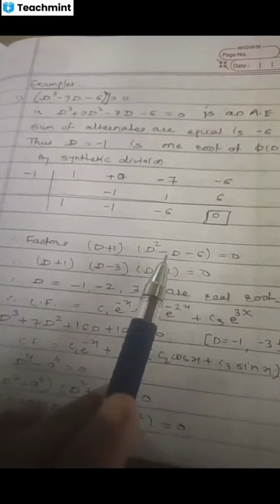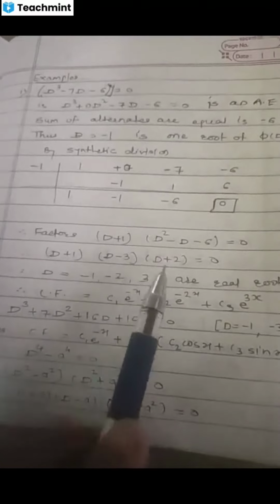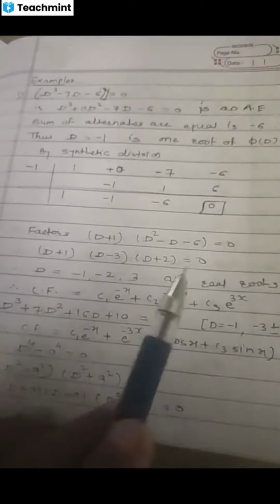Using this formula, you find out the roots for this equation, d square minus d minus 6 is equal to 0. And the factors are d minus 3, d plus 2, because minus 3 plus 2 addition is minus 1 and the multiplication is minus 6. So these are the factors: d plus 1, d minus 3, d plus 2 is equal to 0. And it gives d is equal to minus 1, minus 2, and 3 as the roots. Now there are 3 roots and they all are real numbers and distinct, different.